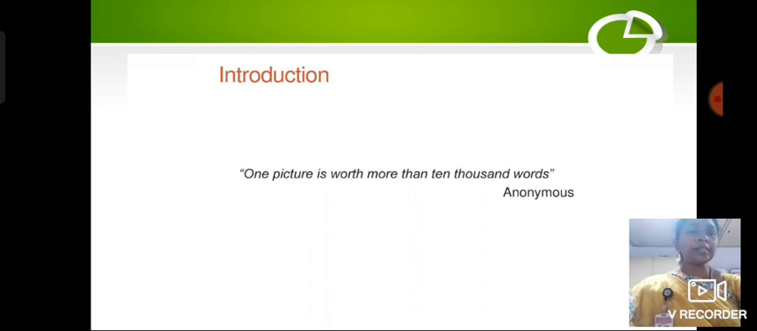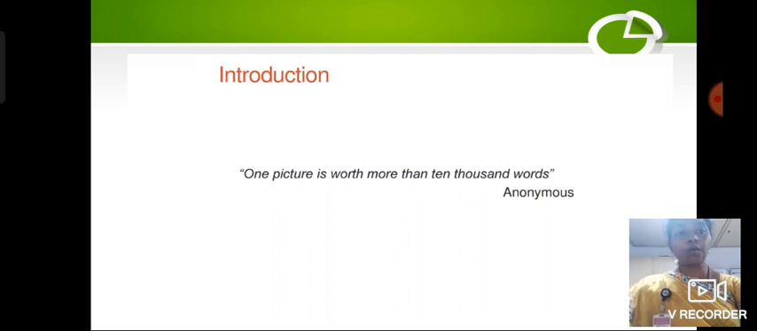There is a saying that one picture is worth more than 10,000 words. What importance does a picture have? A picture will talk. A picture tells us more things when we see it. So that picture is what we are going to process.